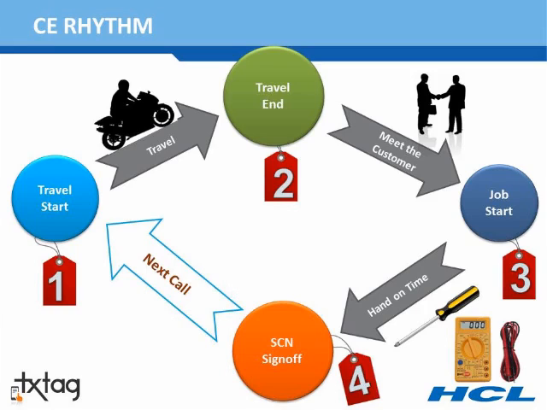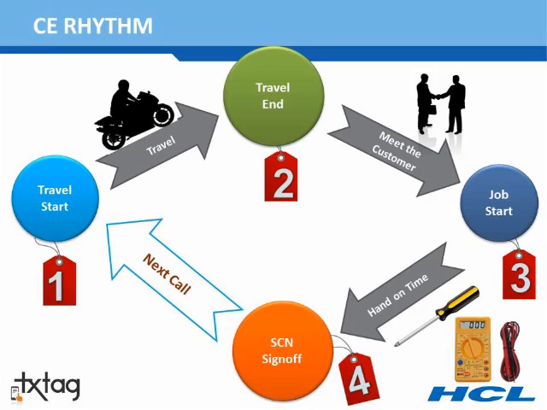Once you have done that, you will actually start your engineering job, which means you will start opening your toolkit, you will pull out a screwdriver, your multimeter, and start working on the customer's equipment. So that is job start. That is the third tag. Tag number 3 is job start. You will do the troubleshooting, diagnosis, rectification. You will use all your engineering skills to do that during the hands-on time.